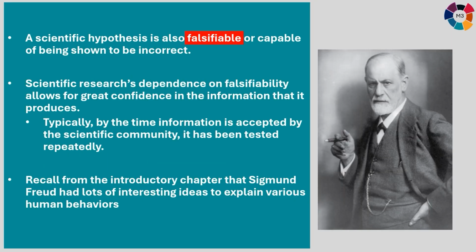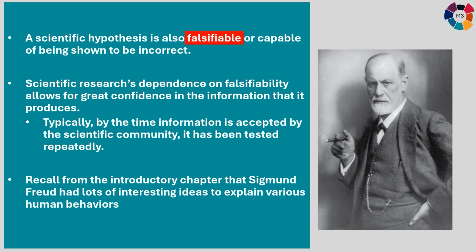So let's hold that thought for just a second and talk about how a scientific hypothesis is also falsifiable, or capable of being shown to be incorrect. So we have to be able to prove it either right or wrong over and over again. Scientific research's dependence on falsifiability allows for great confidence in the information that it produces. Typically, by the time information is accepted by the scientific community, it's been tested repeatedly.